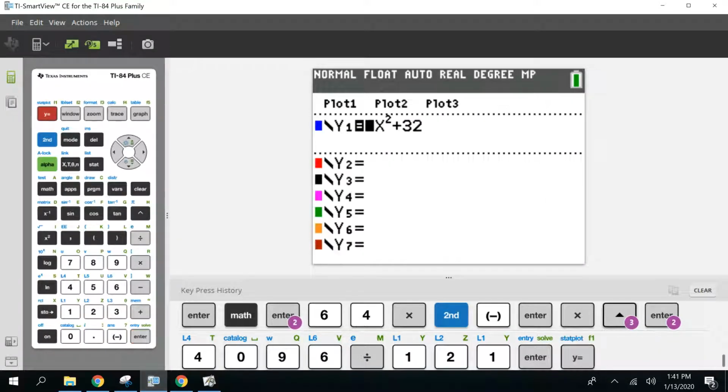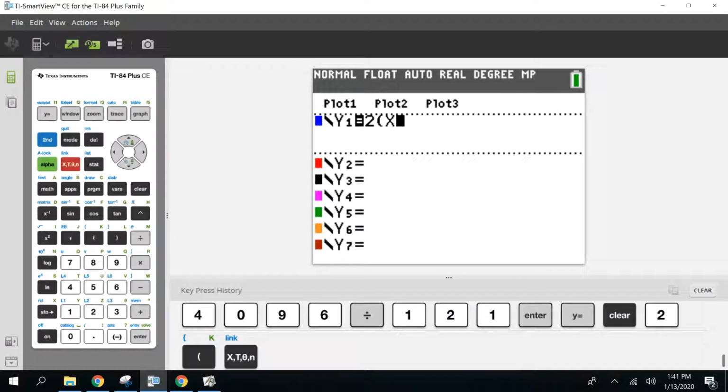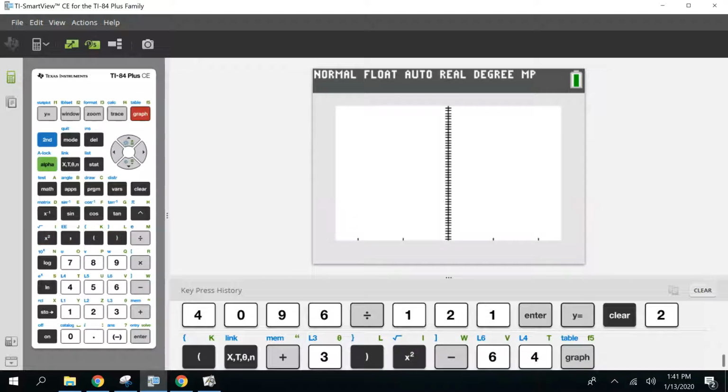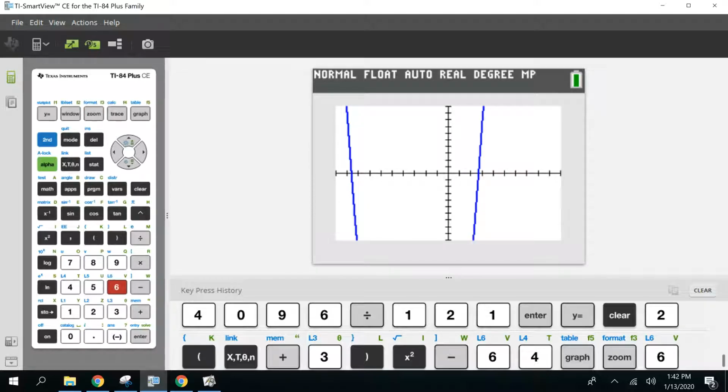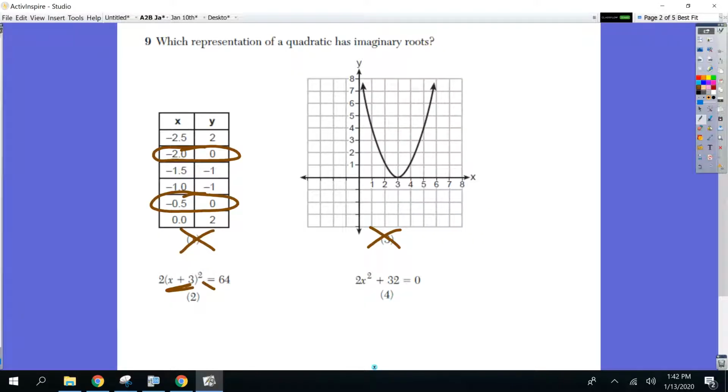Go to your y equals screen. What am I looking at? 2 times x plus 3 all squared minus 64. Hey, how about that? Oh, hold on. That was a different one. There we go. Does it cross? Okay. I don't care what the rest looks like. It crosses the x-axis. It's got real roots. Everybody good? Okay, that's done. So, by process of elimination, it's choice 4. But let's keep talking. Go ahead, graph that for me.